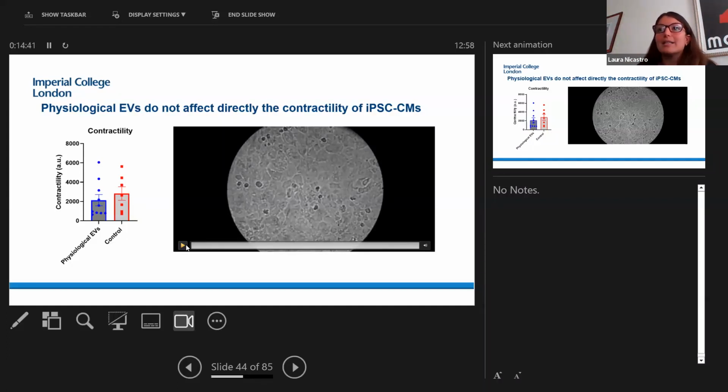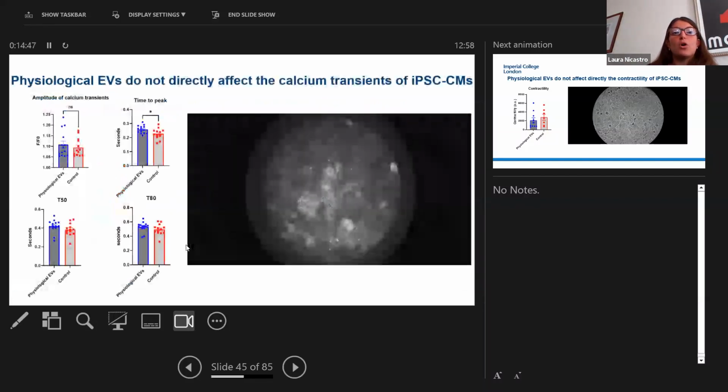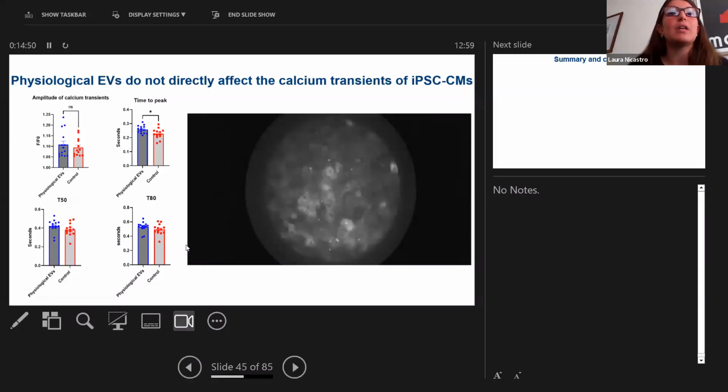So we also wanted to assess the calcium handling parameters that are also dysregulated in heart failure. So we moved on to analyzing the calcium transient. You can see here these iPSC-derived cardiomyocytes beat upon 1 Hertz stimulation, and they contain a calcium indicator within themselves, so they flash upon stimulation. And when we measured all the parameters of the amplitude of the calcium transient and the kinetics parameters, we did not notice any significant difference in the amplitude, although treatment with physiological EVs was slowing down the time to peak of this calcium transient.